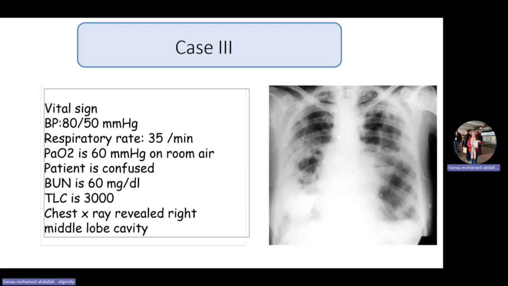The patient was hypotensive, blood pressure 80 over, respiratory rate 35, hypoxemic, PO2 is 60. The patient was confused due to chest infection, pneumonia. High-grade fever is less common in geriatric patients and might be misleading. The patient has a central affection, but it might be due to pneumonia, abdominal sepsis, or UTI, which should be considered especially in geriatric patients. TLC is 3,000, and chest X-ray revealed right middle lobar cavitary pneumonia.